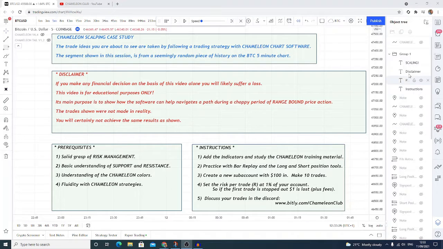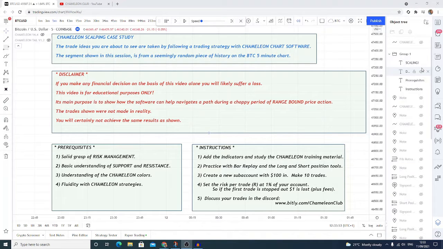In this video, you will see a chameleon scalping case study. The trade ideas you're about to see are taken by following a trading strategy using the Chameleon chart software. The segment shown in this session is sped up and played back from a seemingly random piece of history on the BTC 5-minute chart.